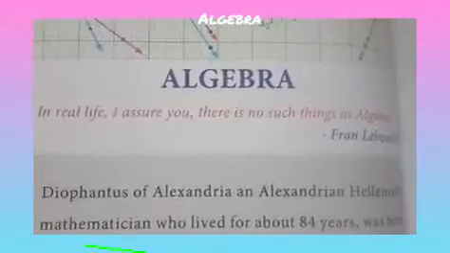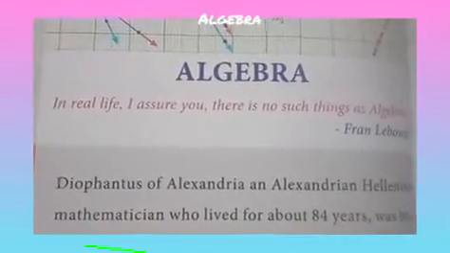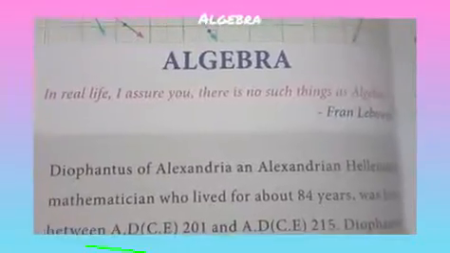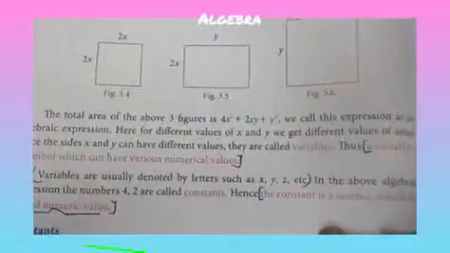You have already learned about algebra in the lower classes. You learned some of the basic algebra. Algebra is a combination of variables, constants and mathematical symbols. Now you are going to learn some of the basic definitions.